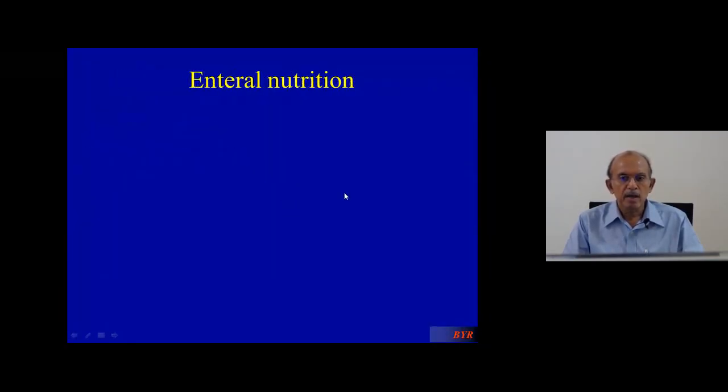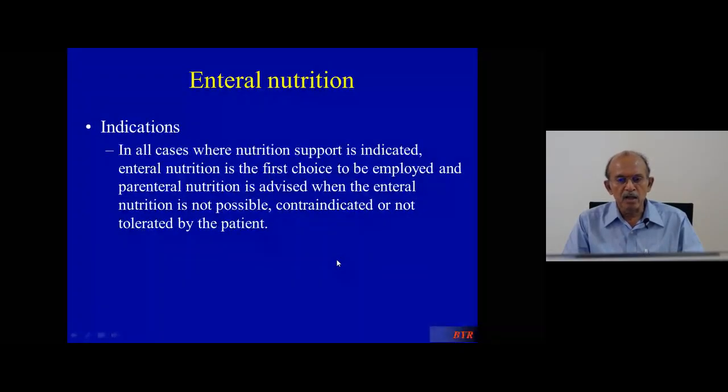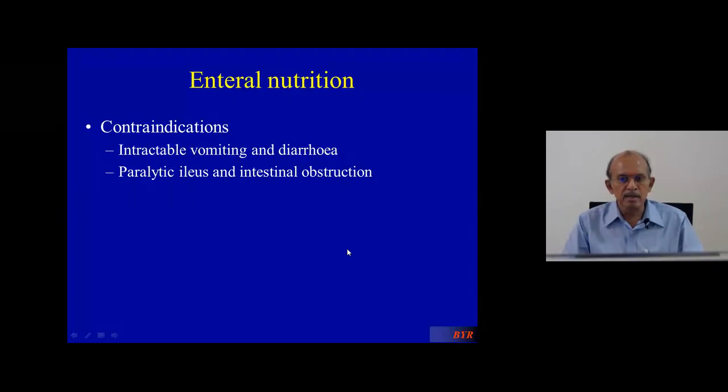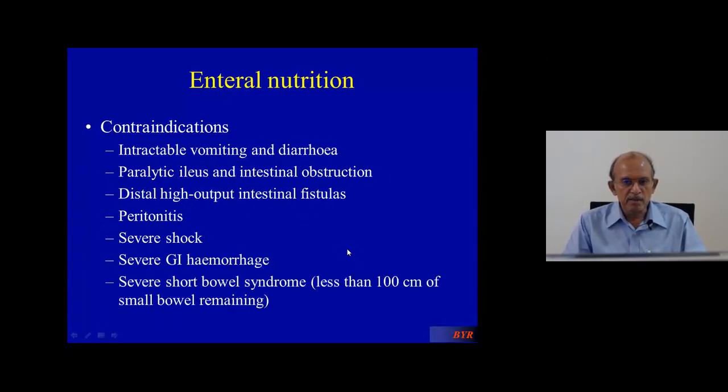Enteral nutrition. In all cases where nutrition support is indicated, enteral nutrition is the first choice to be employed, and parenteral nutrition is advised when the enteral nutrition is not possible, contraindicated, or not tolerated by the patient. Enteral nutrition contraindications: intractable vomiting and diarrhea, paralytic ileus, intestinal obstruction, distal high output intestinal fistula, peritonitis, severe shock, severe GI hemorrhage, short bowel syndrome. So in these conditions, enteral nutrition is not advocated.